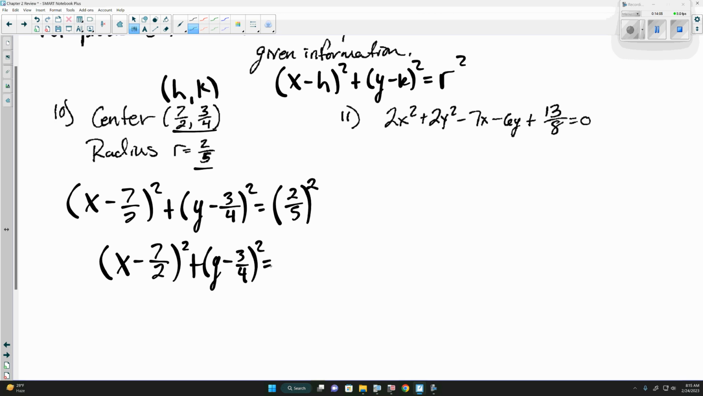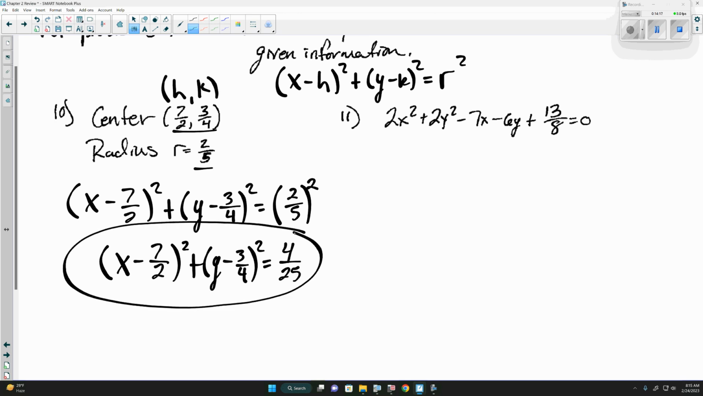Now we will have to square the 2/5, and 2/5 squared is 4/25. So if they give you the center and the radius, plug it in, and we're done. Questions on number 10? Let's look at number 11.